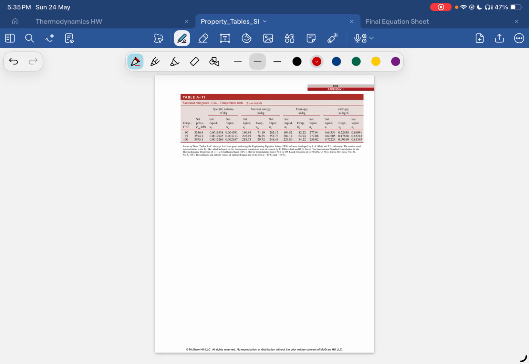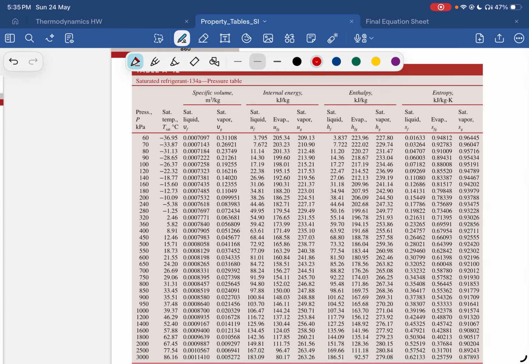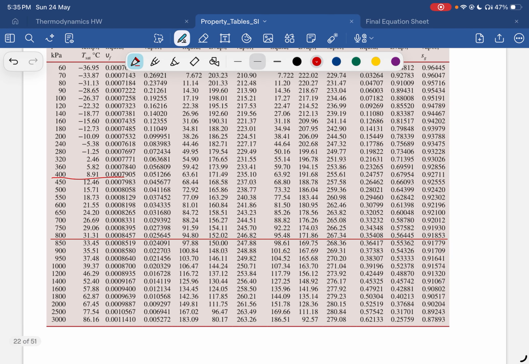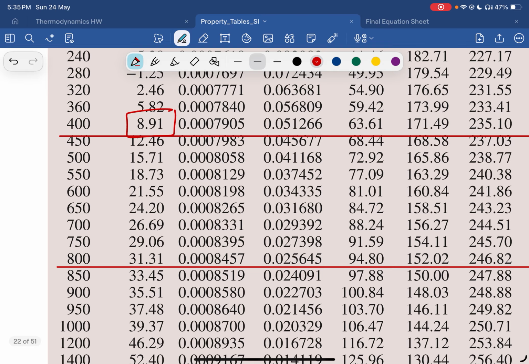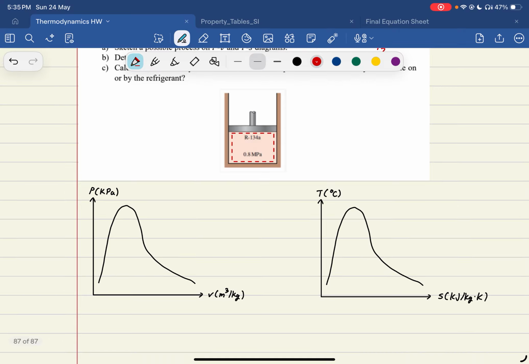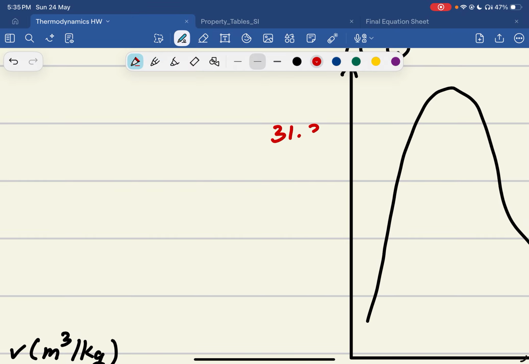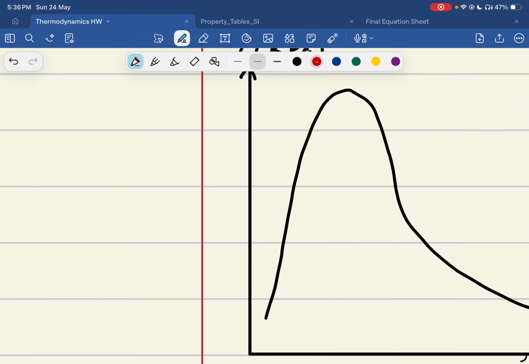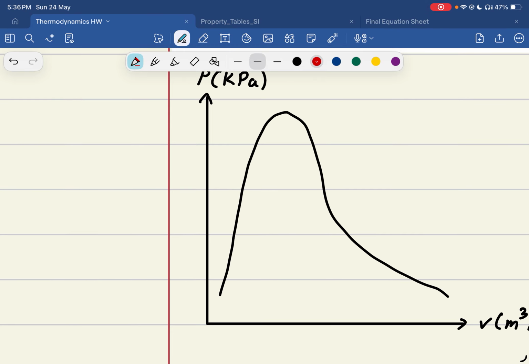So here are the pressure tables. It's 0.8 MPa, so it's 800 kPa, and we have 400. Okay, so our temperatures. This is T2. This is T1 because we're going to need it for the TS diagram. And then we have 8.91 Celsius. Let's do it on the same line: 800 kPa, and then this is 400 kPa.